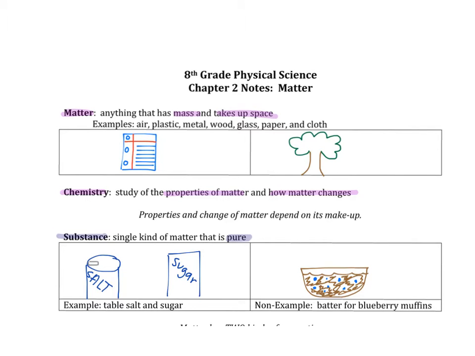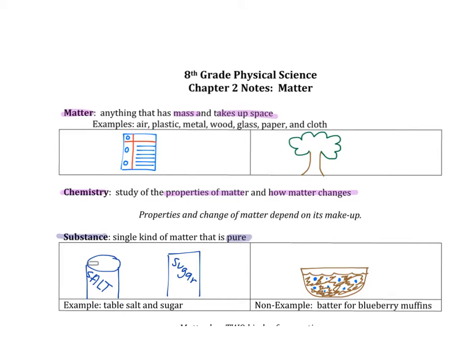The topic for our first video is all about matter. Matter is anything that has mass and takes up space. So examples of that include air, plastic, metal, wood, glass, paper, and cloth. Even you are made out of matter.